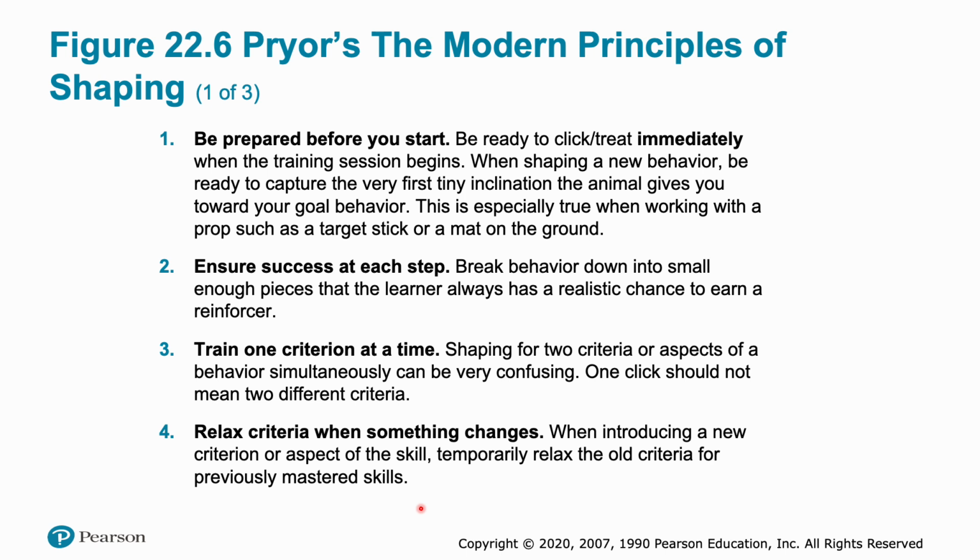And then also, you have to be very attentive to every behavior that your learner is engaging in. This requires high quality attention. Make sure that you are looking at the learner and at everything that they do, because any small approximation that's getting them closer to that goal, you should be reinforcing immediately. Step 2 is to ensure success at each step. You want to break down behavior into small enough pieces that the learner will always have a realistic chance to earn a reinforcer.